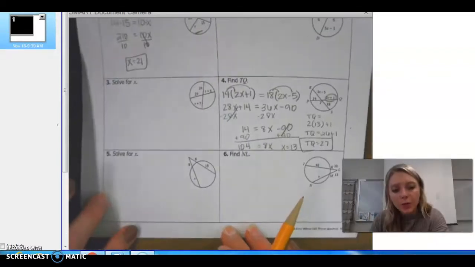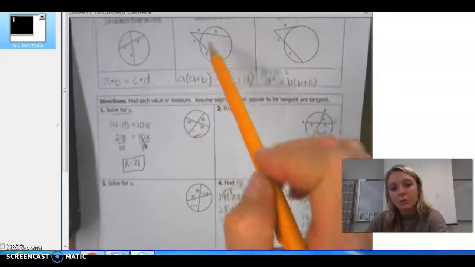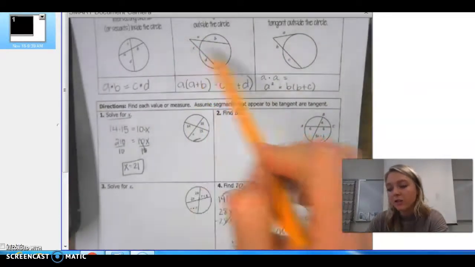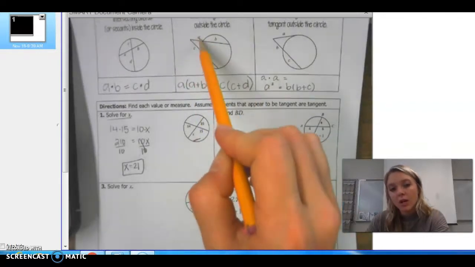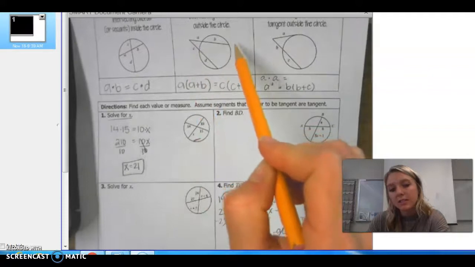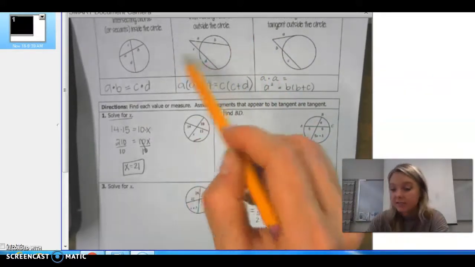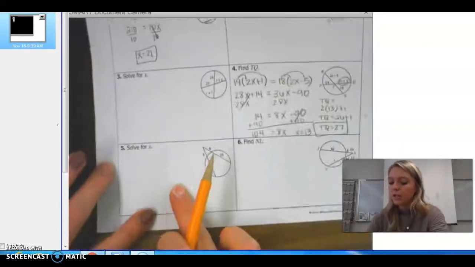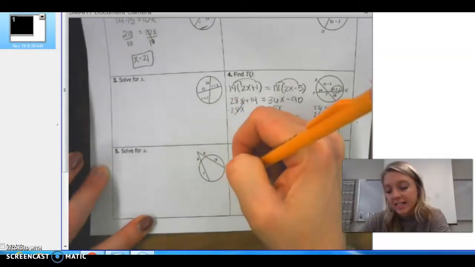All right, the next one we're going to do together is number 5. This is a type 2 situation where we have two secants. So we're going to multiply the part outside with the whole secant and set it equal to the part outside of the second secant times the whole. So for number 5, just look at one secant at a time.